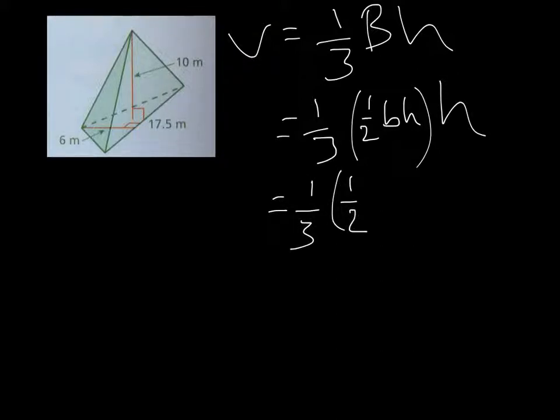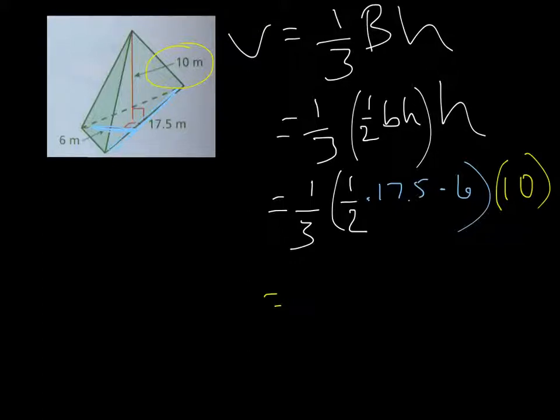The base of the triangle is this here. So we have 17.5 times the height of the triangle, which is this here. So that's 6. And then this outside height is 10. That's the perpendicular distance between the vertex and base, and that is 10. So then we multiply all that together, and we get 175 meters cubed. Got it?